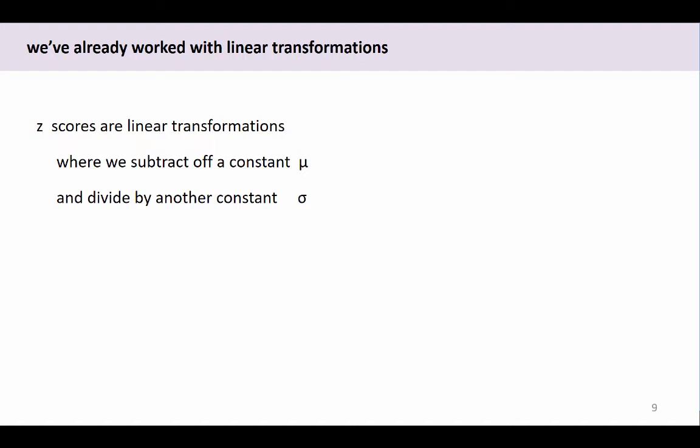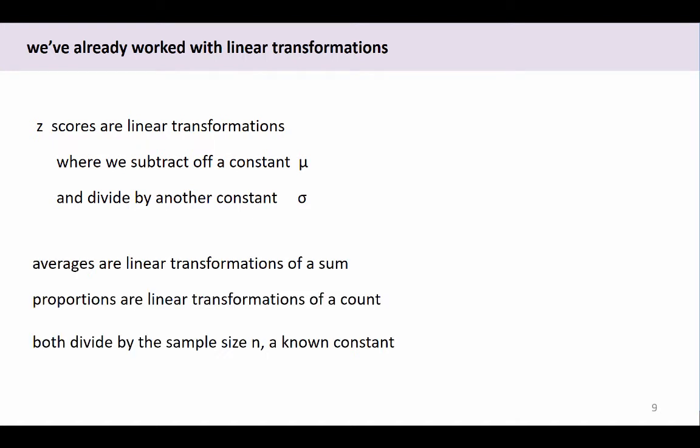Subtracting off a constant mean mu and dividing by another constant sigma. And we're going to see in week 4 that averages are just linear transformations of a sum where we multiply by a constant 1 over n, or divide by it. Proportions, in the same way, are linear transformations of a count. They're just working with a known constant. So we need to do a little bit in section 2 to get everything in line for what happens with linear transformations of random variables.